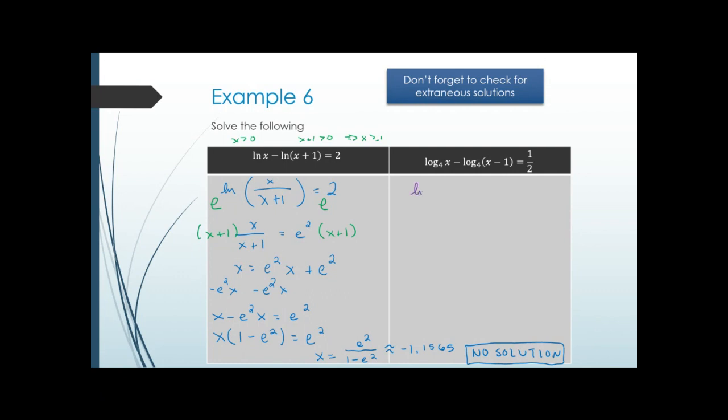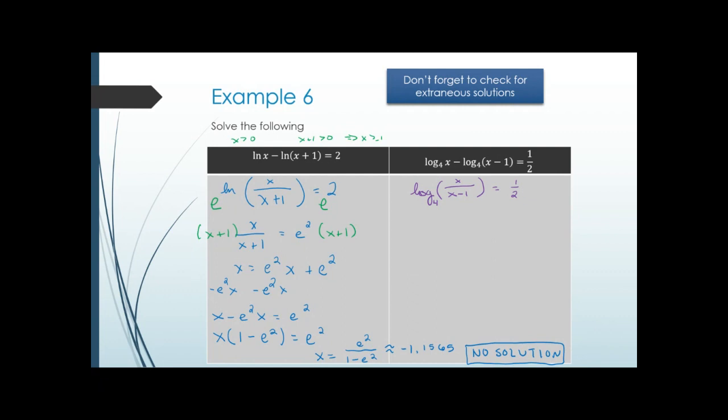So I have the log of x over x minus 1 equals 1/2. All I did, and it's log base 4, so I have to remember to put that 4 there. So I have log base 4 of x over x minus 1 equals 1/2.